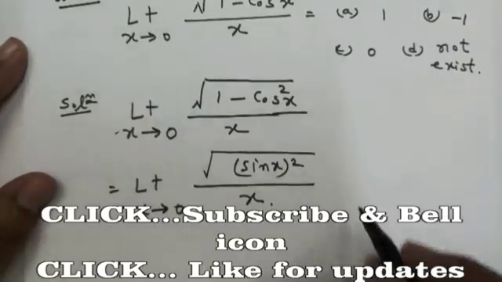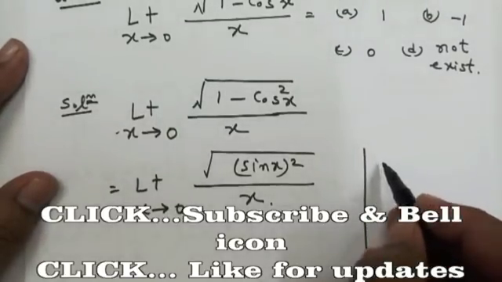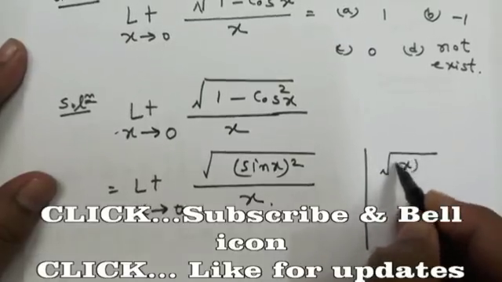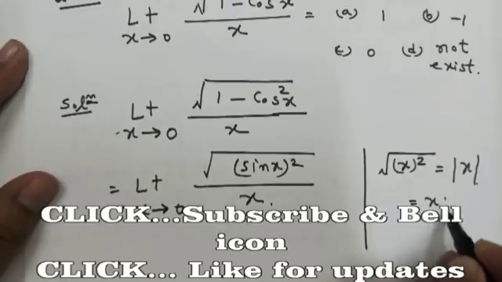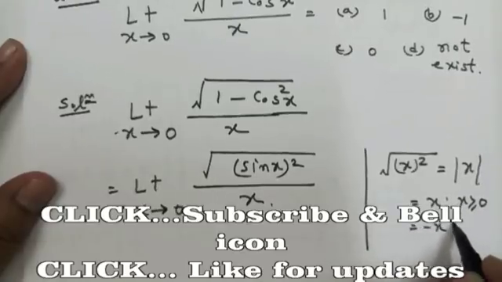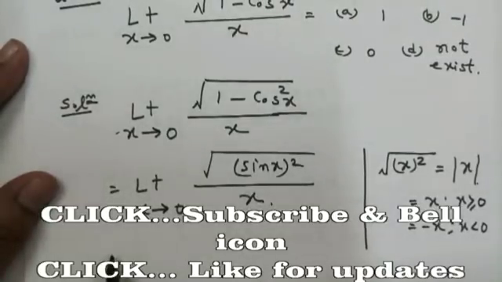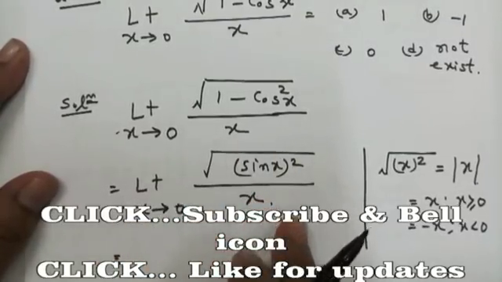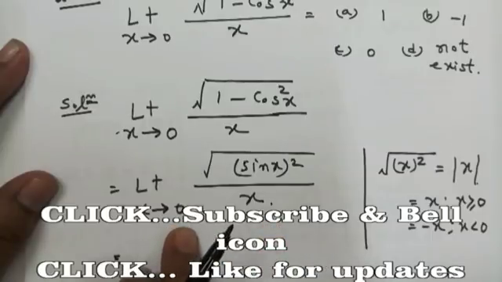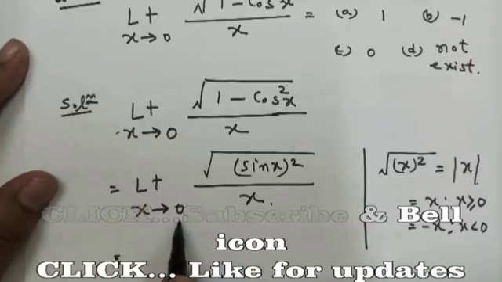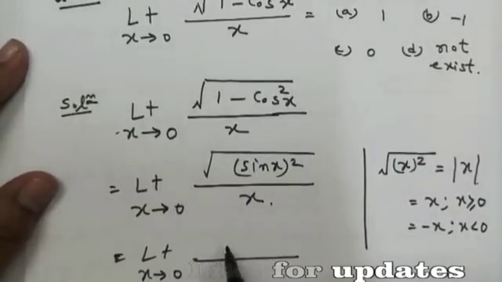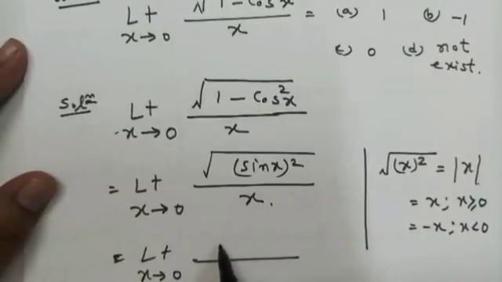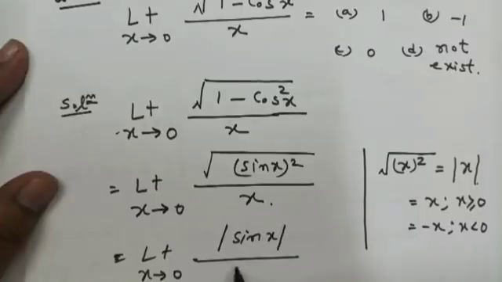Okay, we know under root of x square is the modulus function. This is x when x is positive, and this is minus x when x is negative. So for analyzing this limit we take the left hand side and right hand side, that is x positive and negative. For any modulus function or any box function, greatest integer function, we take left side and right side. And this is mod of sin x upon x.